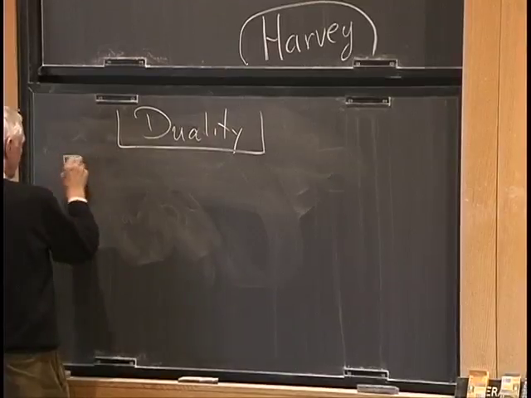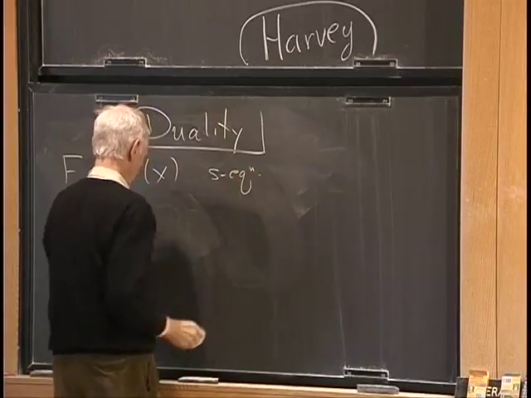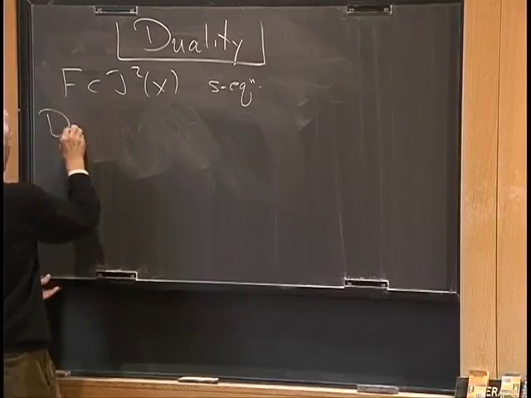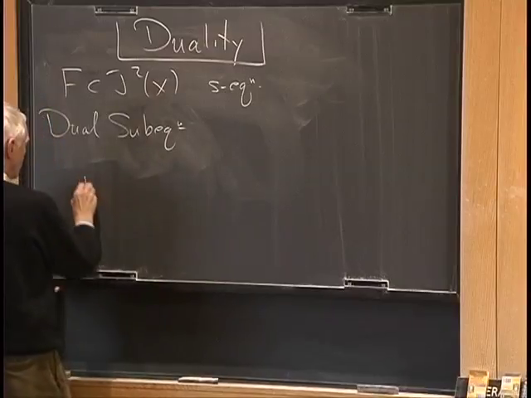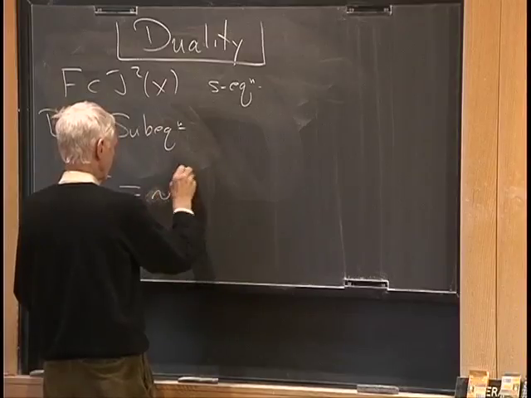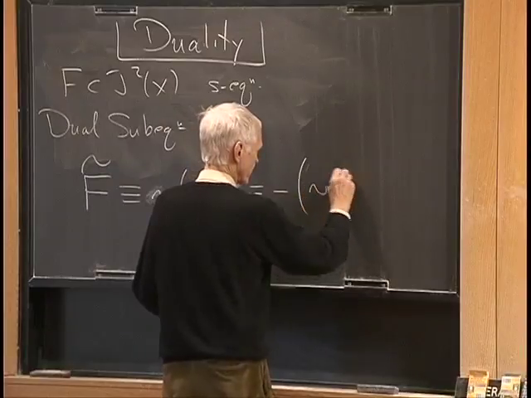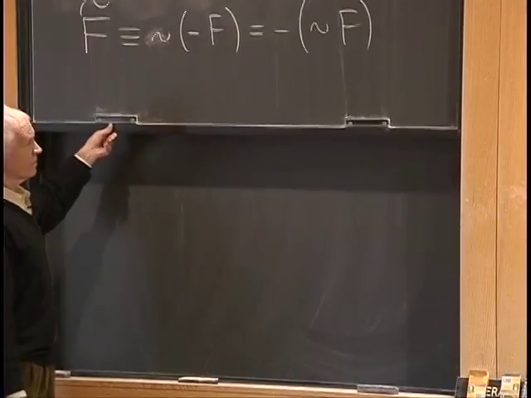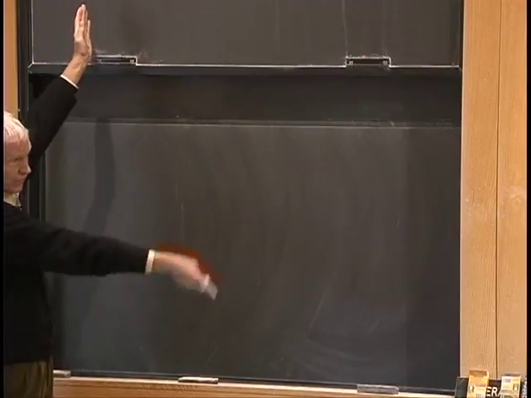Okay, so suppose F is a subequation, then the dual subequation is going to be denoted F tilde, and by definition, it is the complement of minus F, which is the same thing as minus the complement of F. You take the complement of F, and then you take minus it. And it's a little lemma that if F is a subequation satisfying those conditions, so does the dual.